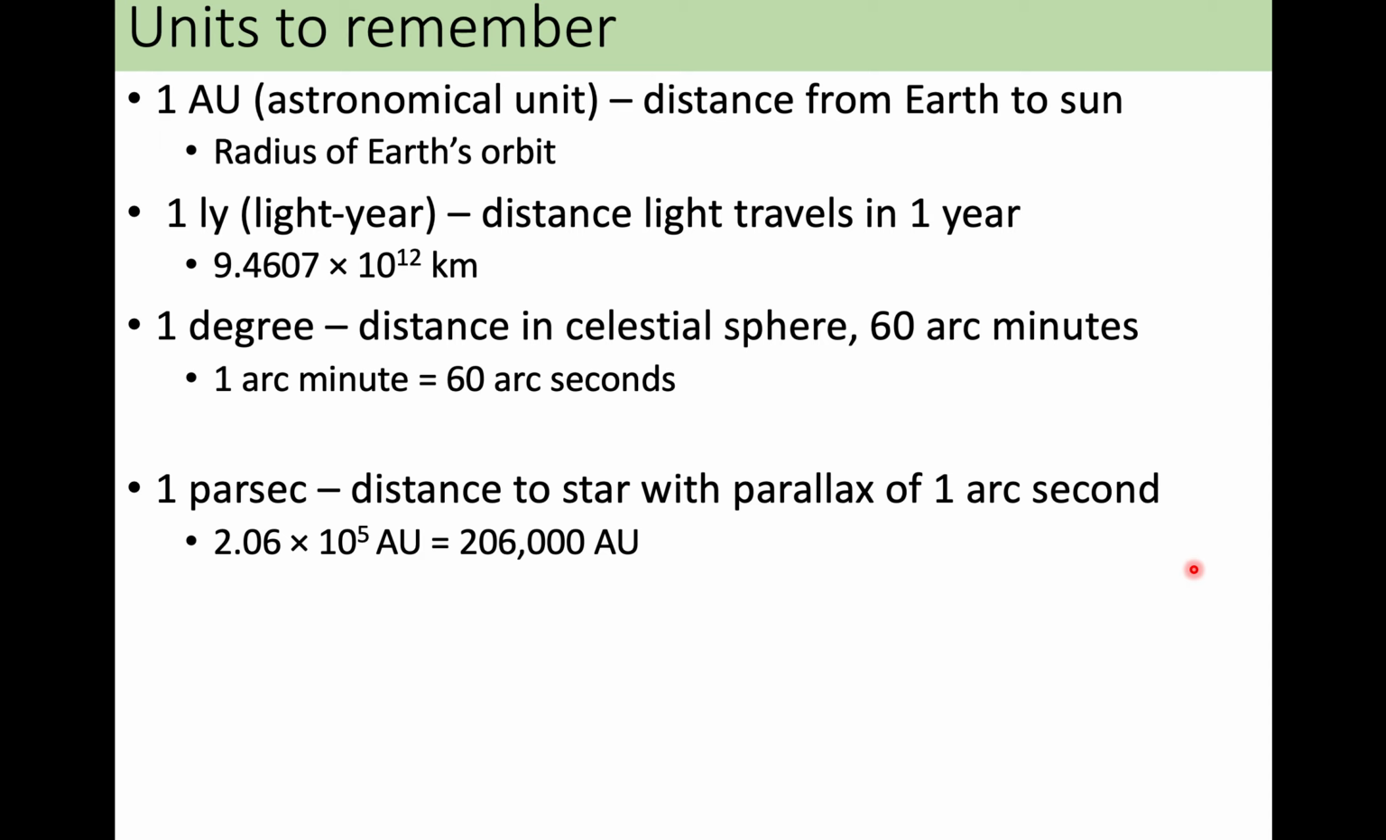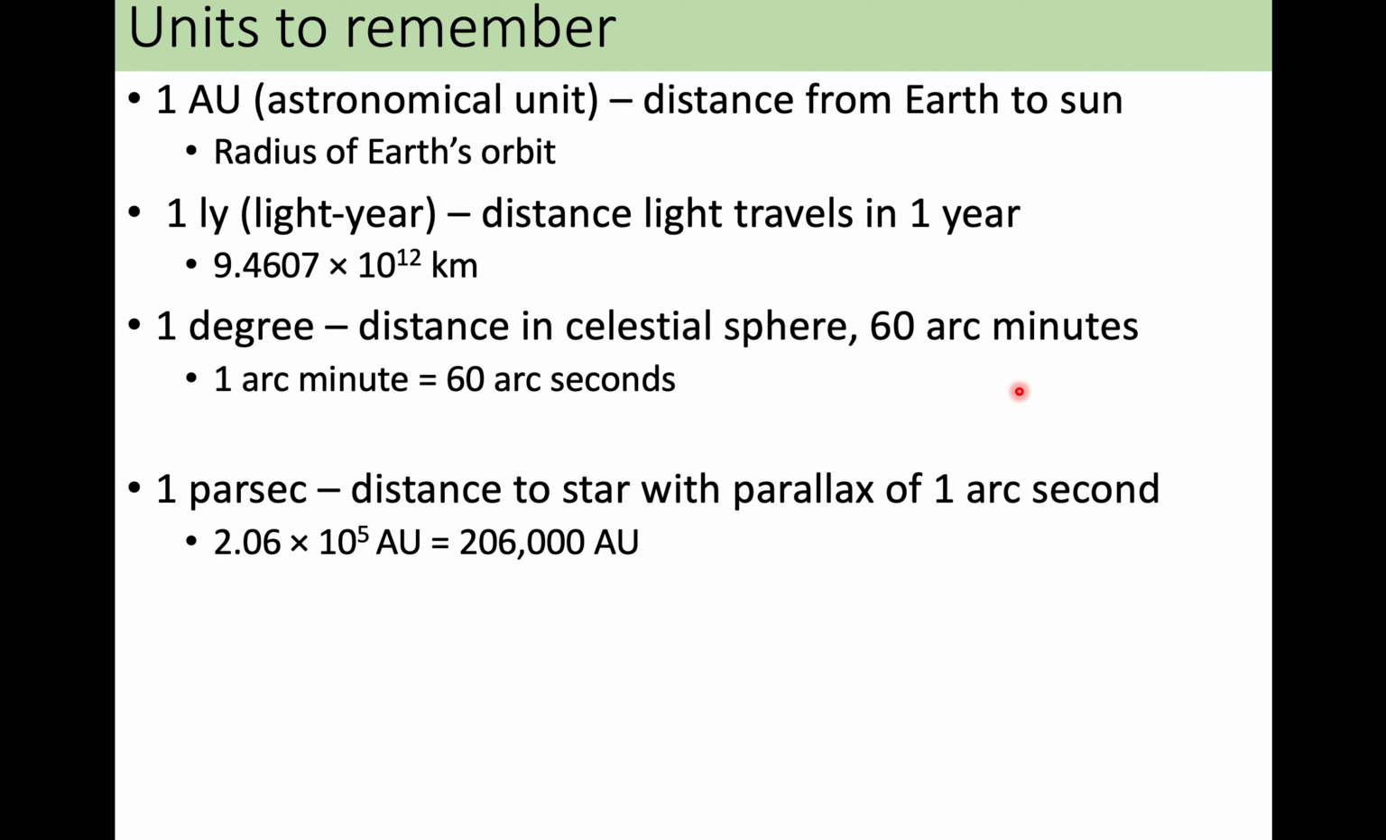A little unit reminder: the astronomical unit is the distance from the Earth to the Sun. It's the radius of our orbit. So when we use stellar parallax, our baseline is 2 astronomical units, because it's not just the radius, it's the entire diameter. A light year is the distance that light travels in 1 year.